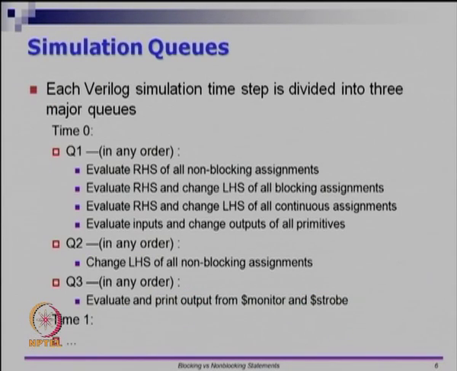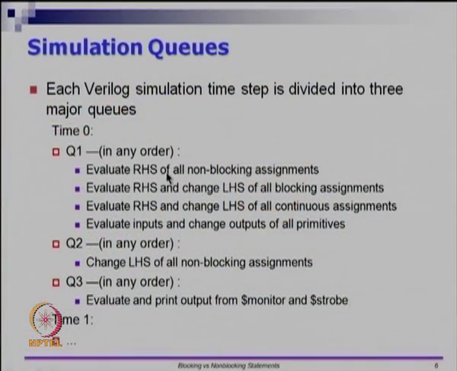So let us see how a simulation queue works. Every Verilog simulation time step is divided into technically 4 major queues, but more importantly 3 major queues. The first queue can happen in any order. You have various blocks, various always statements, various assign statements, various instantiations and whatnot. All of them can execute in any arbitrary order. This is what gives you the modeling of concurrency in a digital circuit. In a digital circuit, all the gates are simultaneously looking at what their inputs are and their outputs will fire. So Verilog is essentially modeling that.